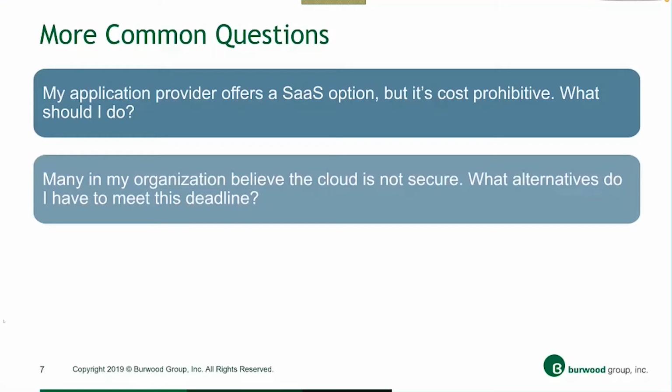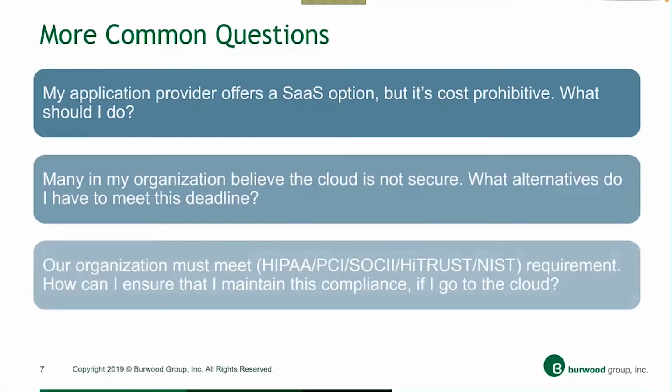Many in my organization believe that cloud is not secure. What alternatives do I have to meet this deadline? If your organization believes that the cloud just isn't the place for them, consider the on-prem upgrade options, upgrading to Server 2016, 2019, Exchange 2016, 2019. Those are completely acceptable alternatives. Those operating systems have multitudes of new features and security initiatives that can help secure your workloads and ensure that for the next 5 to 10 years, you're on a supported platform.